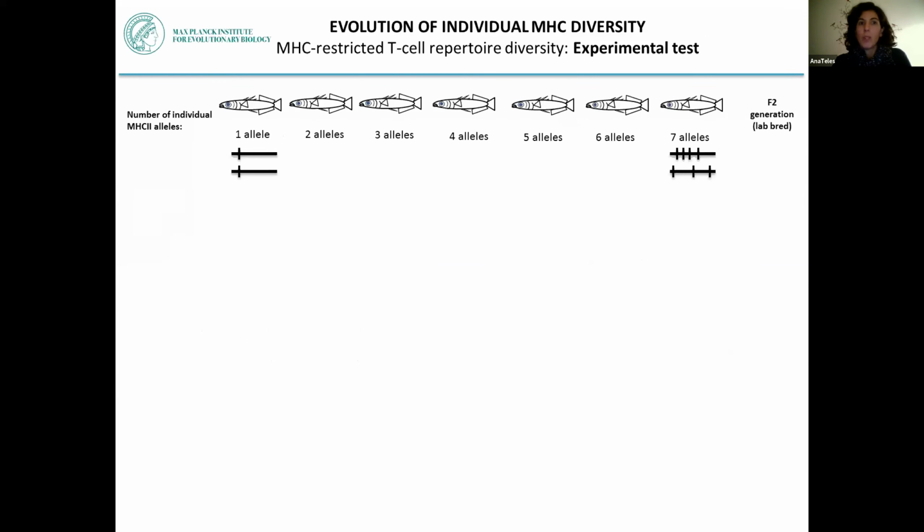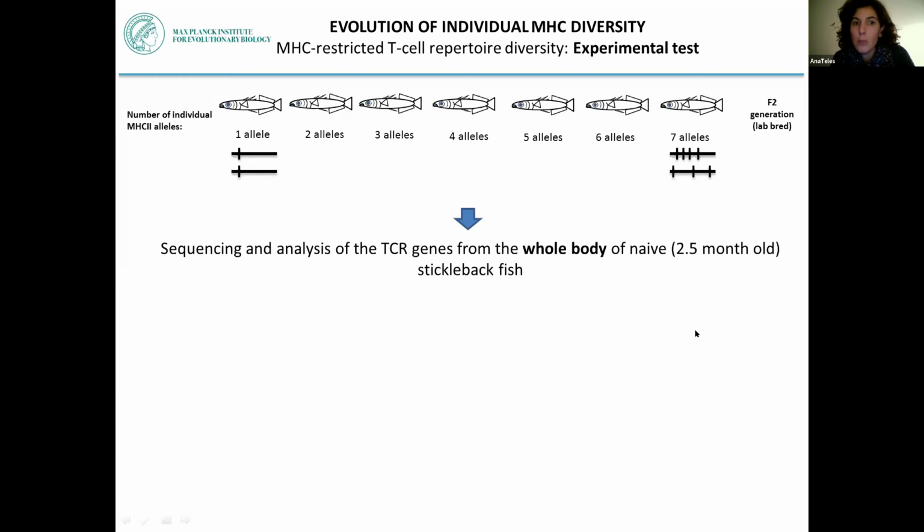In our setting, we propose to look at the naive T cell repertoire of stickleback fish with different numbers of MHC alleles, ranging from very low, only 1 allele, to 7 alleles. And then we sequence and analyze the TCR genes from the whole body, because they are very small, so we can take the whole organism. And these individuals are only 2.5 months old, which is really naive.